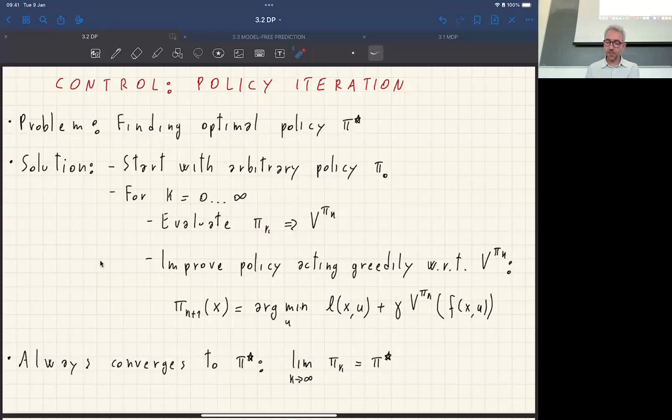And then the second step is called the policy improvement step because it boils down to improving the policy. And the way you improve the policy is you find the action U that minimizes the current cost plus discount factor times the value of the next state, where the value is the value you have just computed in the previous step. So it's the value associated to your current policy.